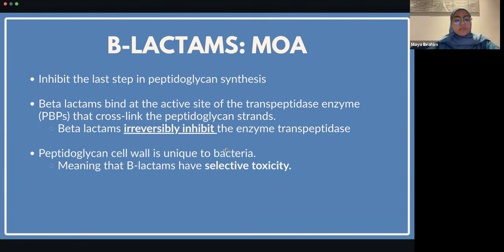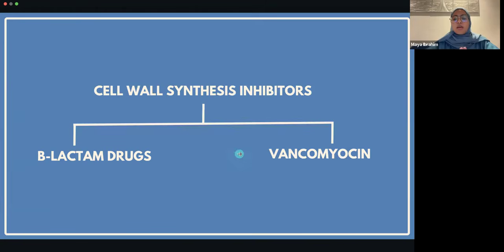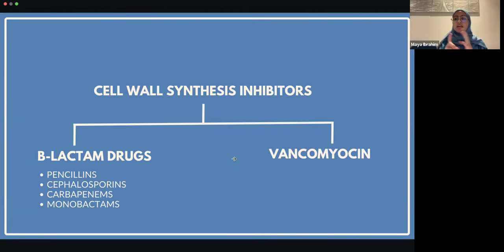So antibiotic. Peptidoglycan cell wall is unique to bacteria, meaning that us humans do not have it. So it's not toxic to us, only toxic to bacteria. And just for the sake of completion, beta-lactams also trigger autolysis. Now that we know the mechanism of action, let's get into the actual bulk. What are the beta-lactam drugs? We have penicillins, cephalosporins, carbapenems, and monobactams. So let's start with the penicillins.